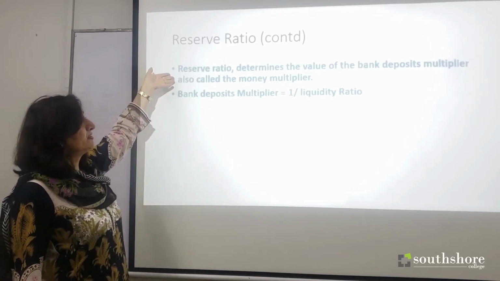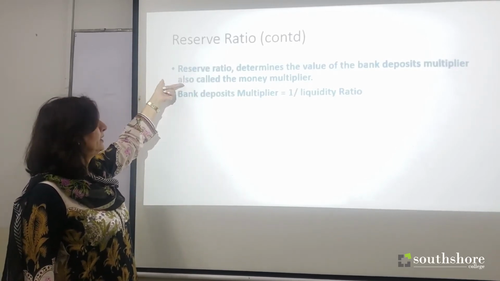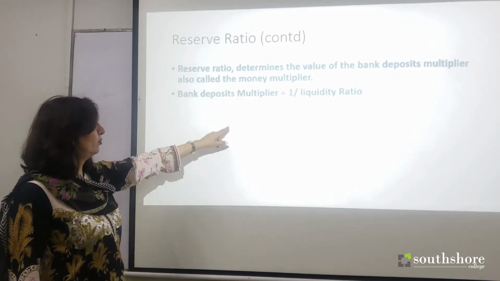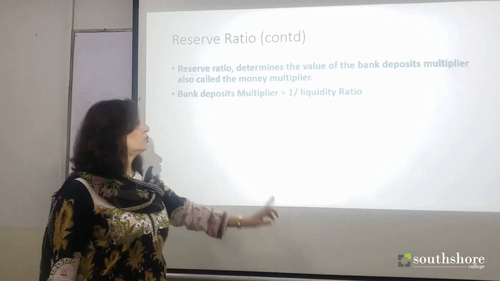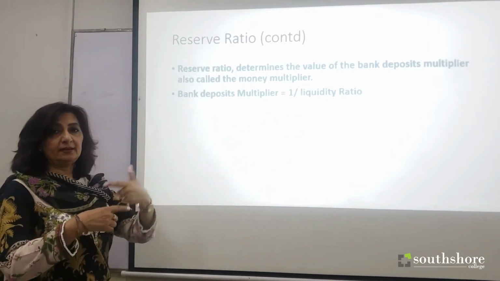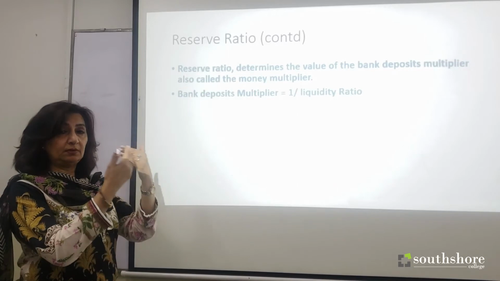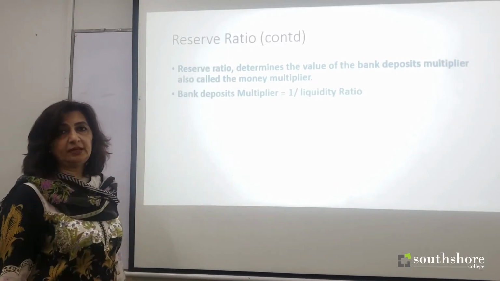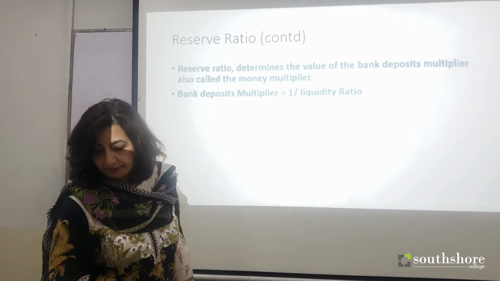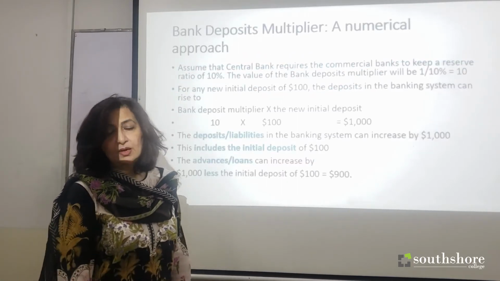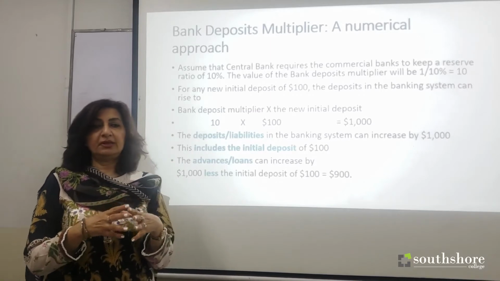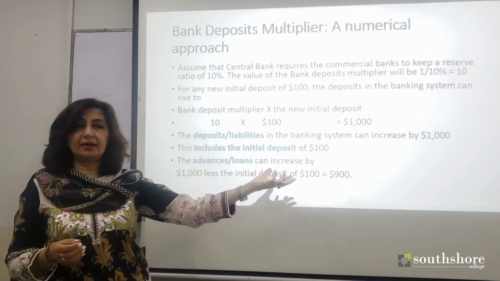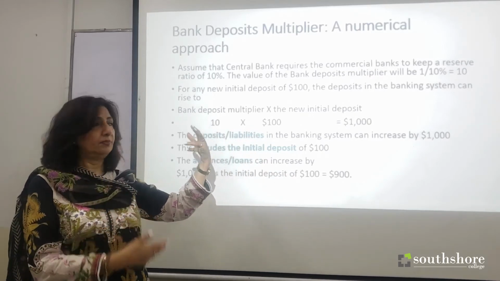The reserve ratio determines the value of the bank deposits multiplier, also called the money multiplier or the credit multiplier. So we take out first the formula. 1 upon liquidity ratio will give us our multiplier. That's the number of times one initial deposit is going to multiply and be created into money, so the money supply will increase. We will just do a numerical. First, let's find out the value of the multiplier, see how a new initial deposit of $100 will lead to an increase in money supply, and then we will do the other calculations.